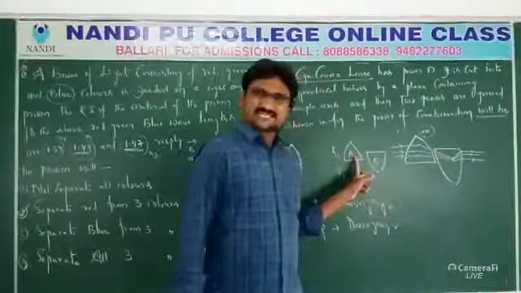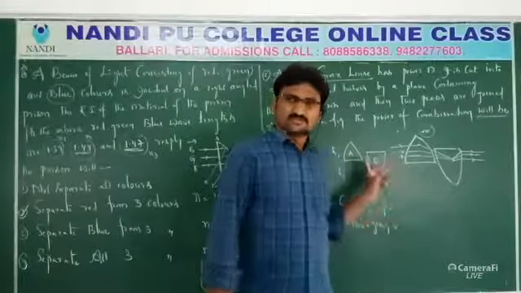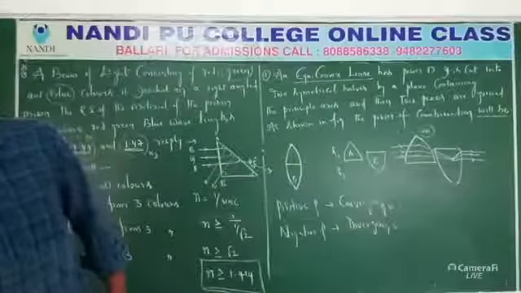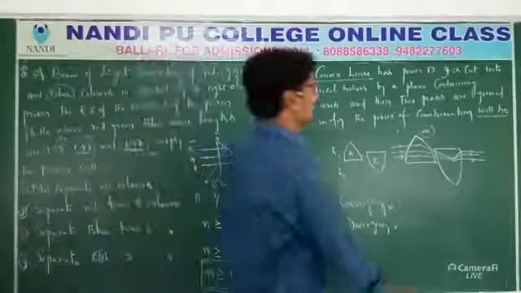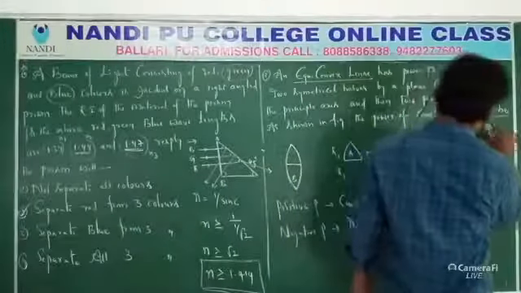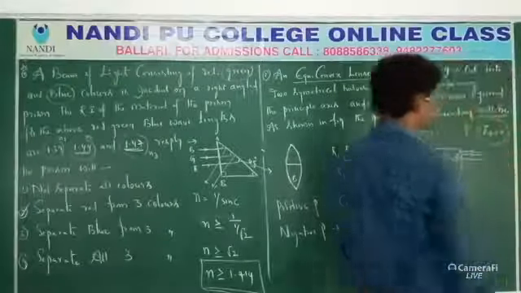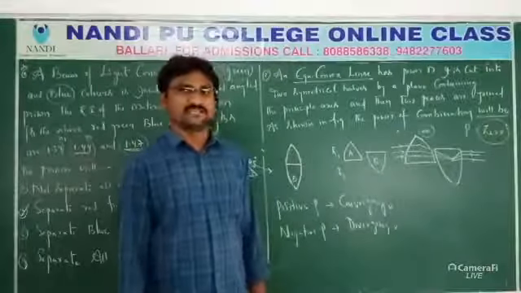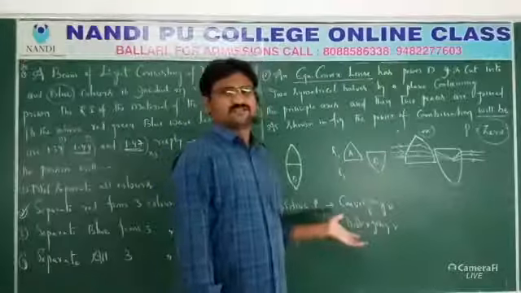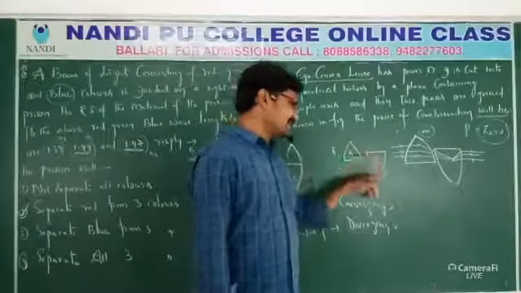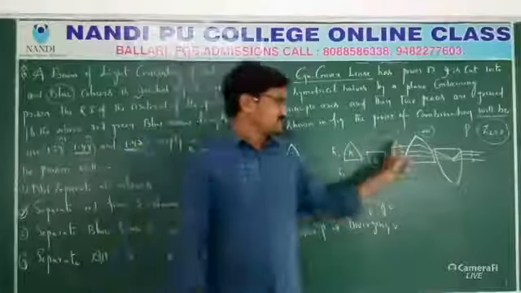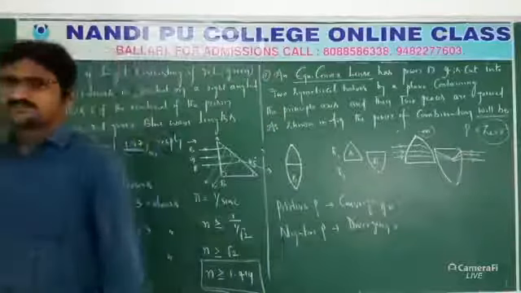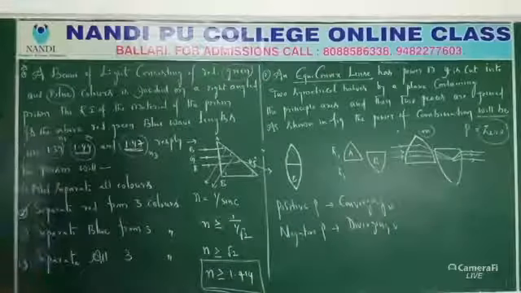Why? Because one part is converging and another part is diverging. So what is the final focal power? Net focal power P is equal to 0. This is your answer. The answer is simple, but the concept is important, on which base we can solve any questions of this type. Here it is converging, here it is diverging, so we get the same beam, and the focal power is 0.